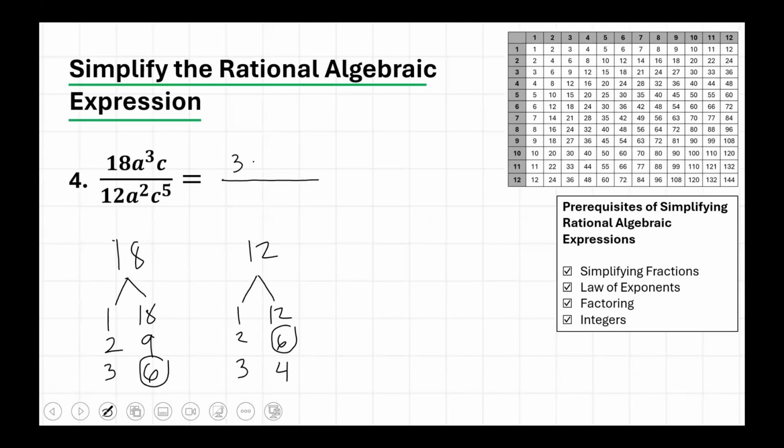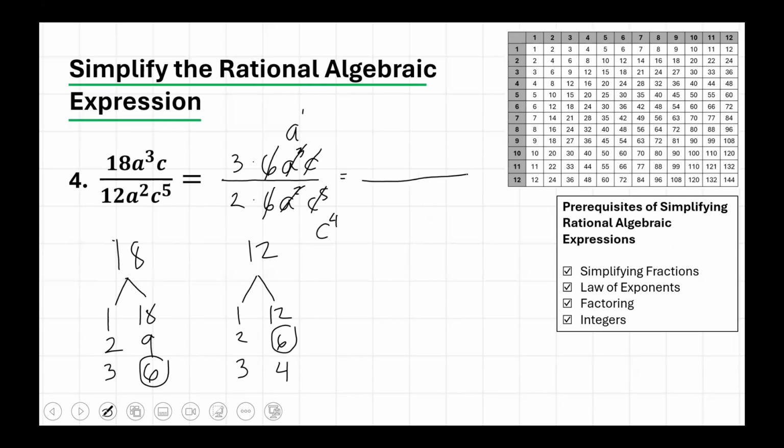So we have 3 times 6, a cubed times c. For the 12, we are going to rewrite it as 2 times 6 times a squared c raised to 5. And here we can cancel the greatest common factor, which is 6. And in terms of a, we can cancel: 3 minus 2 will give us 1a. And here we have 1c and 5c, so 5 minus 1 will give us c raised to 4.